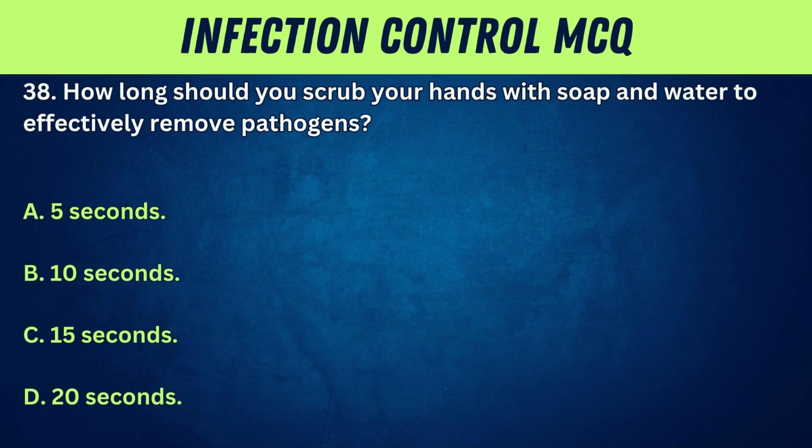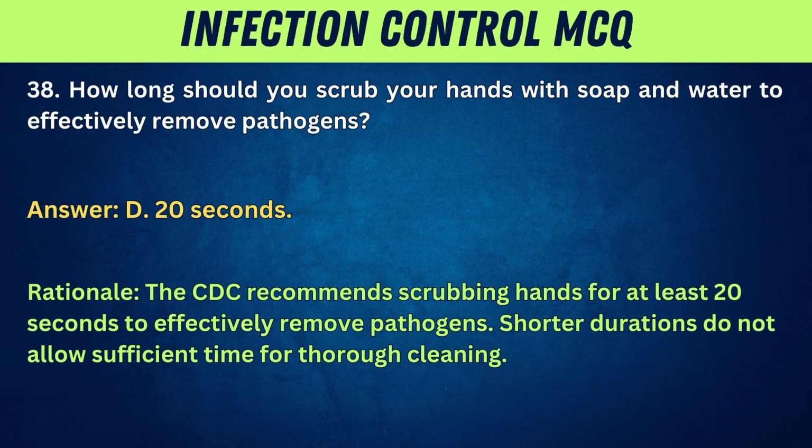38. How long should you scrub your hands with soap and water to effectively remove pathogens? A. 5 seconds. B. 10 seconds. C. 15 seconds. D. 20 seconds. Answer: D. 20 seconds. Rationale: the CDC recommends scrubbing hands for at least 20 seconds to effectively remove pathogens. Shorter durations do not allow sufficient time for thorough cleaning.